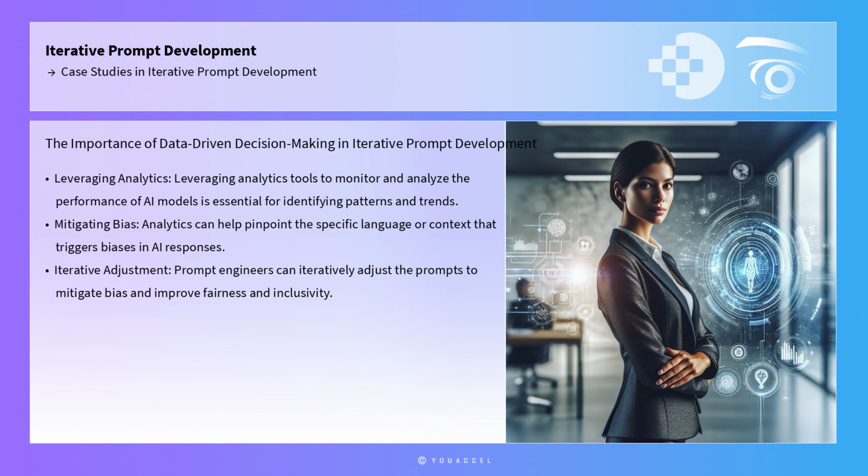The importance of data-driven decision-making in iterative prompt development cannot be overstated. Leveraging analytics tools to monitor and analyze the performance of AI models in response to different prompts is essential for identifying patterns and trends. For instance, if an AI model consistently generates biased responses to certain prompts, analytics can help pinpoint the specific language or context that triggers these biases. Armed with this information, prompt engineers can iteratively adjust the prompts to mitigate bias and improve the fairness and inclusivity of the AI's outputs.